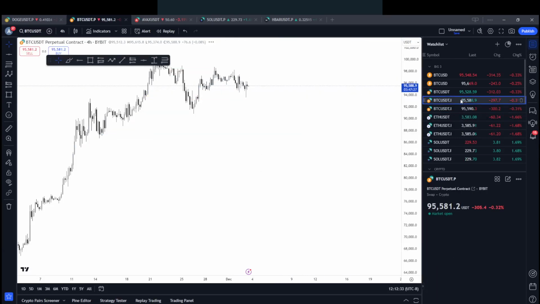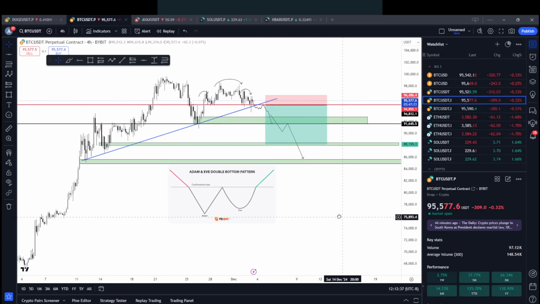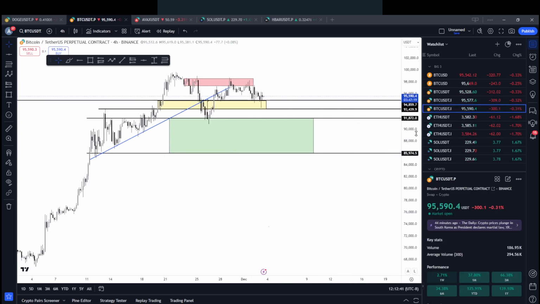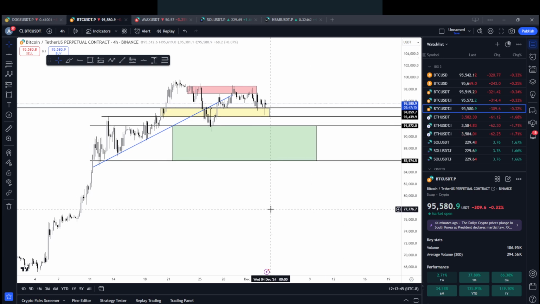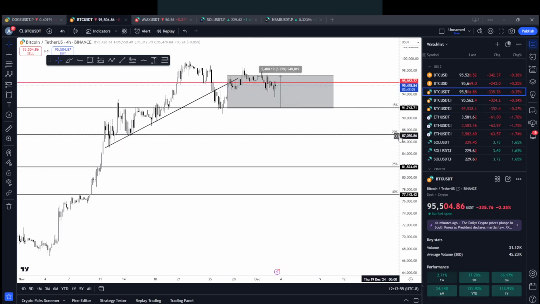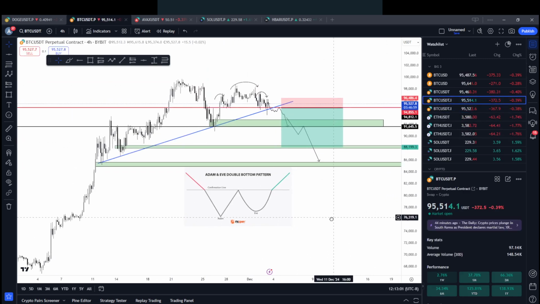We haven't completely broken down, but that is the setup for the Adam and Eve pattern. And as I mentioned, 91 to 88. 91 was our entry for our spot long. All the way down to 85K is your buy zone for Bitcoin. All right, this is where you buy, and then we talk about lower levels once we get there, but these are your buy levels. Okay, so let me post this in. This was from last stream, but let me post this.